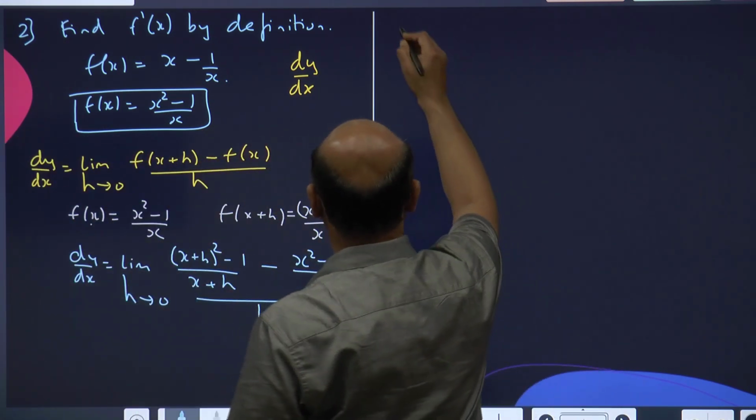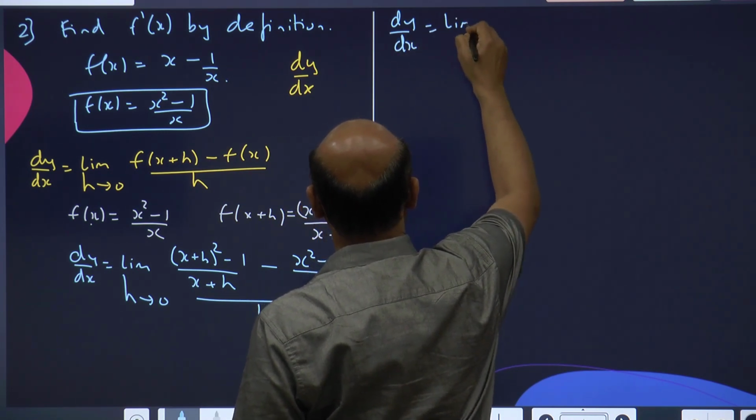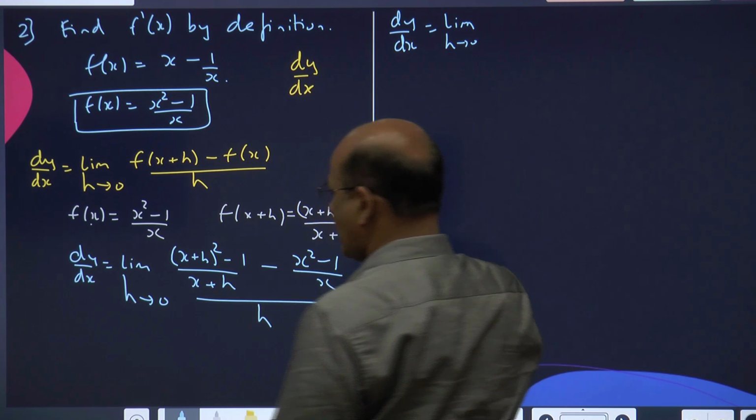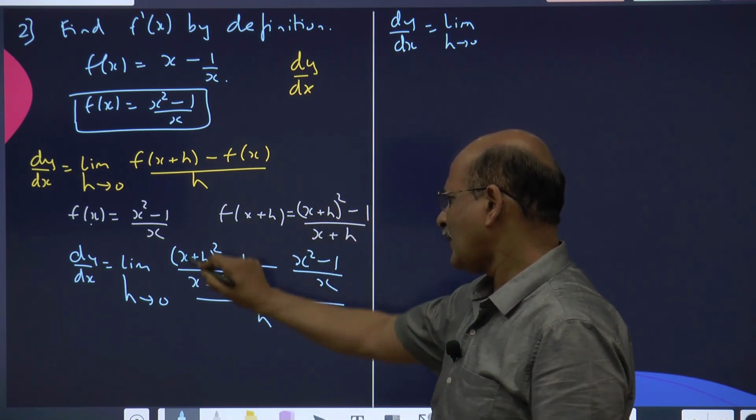So I am just taking it over here. dy by dx is equal to the limit as h approaches 0. May I have a note? I am finding the working of this.